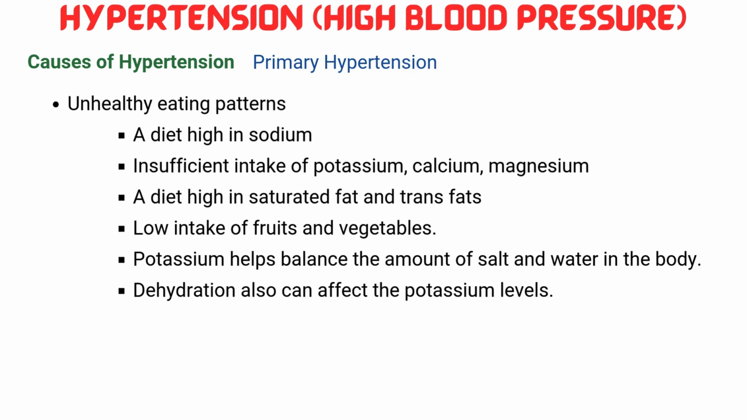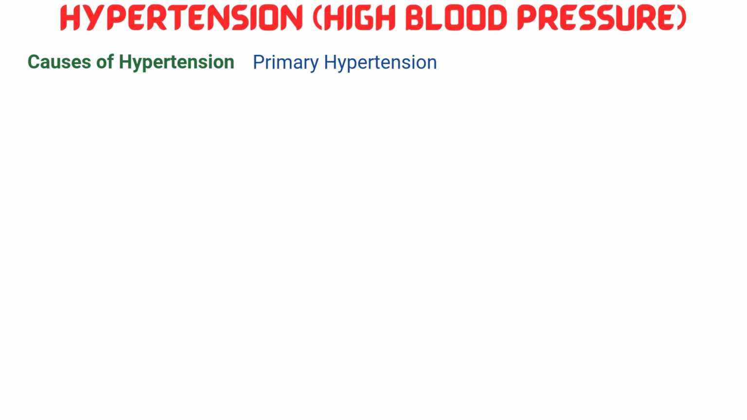Unhealthy eating patterns, including a diet high in sodium and insufficient intake of potassium, calcium, and magnesium. A diet high in saturated fat and trans fat and low intake of fruits and vegetables. Potassium helps balance the amount of salt and water in the body. Dehydration also can affect the potassium levels. Systolic blood pressure rises progressively with age, especially after age 50.